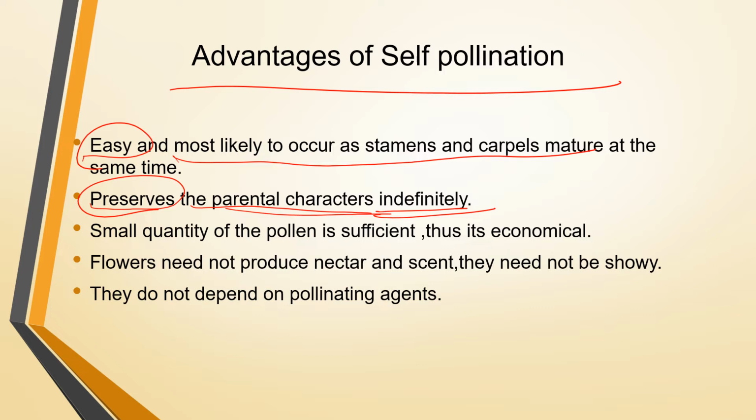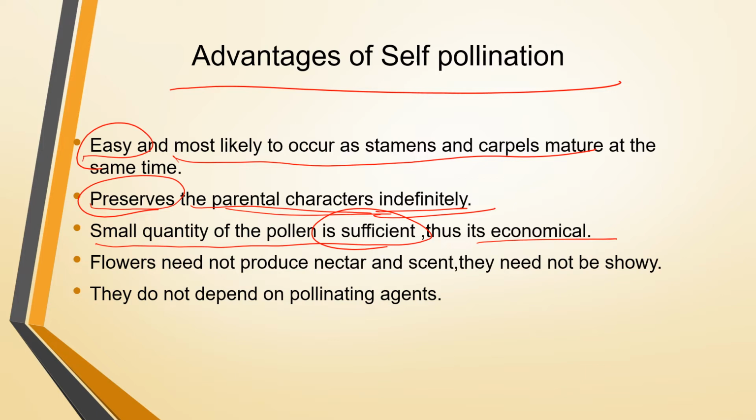So it is clear, it is easy. The parental characters are preserved indefinitely, and a very small amount of pollen is required, as it is not being carried from one plant to another plant. It is happening within the same plant only. So the requirement of pollen is very less. A small quantity of pollen is sufficient, and thus it is economical.